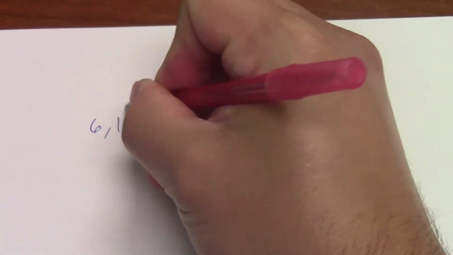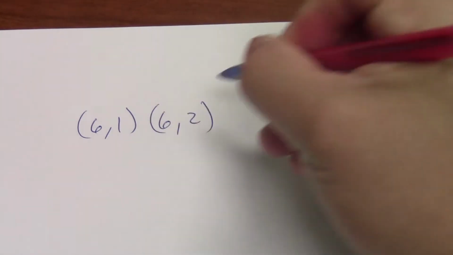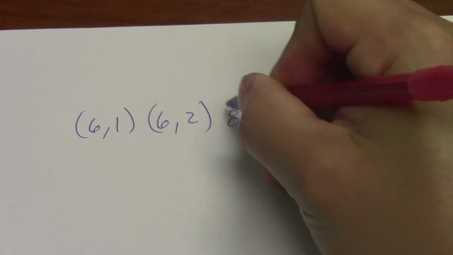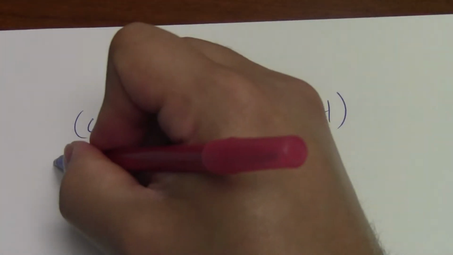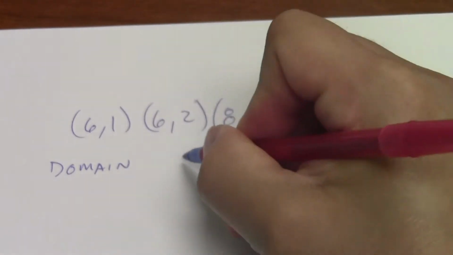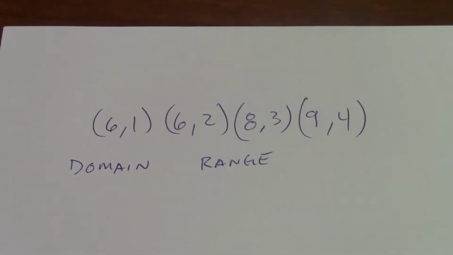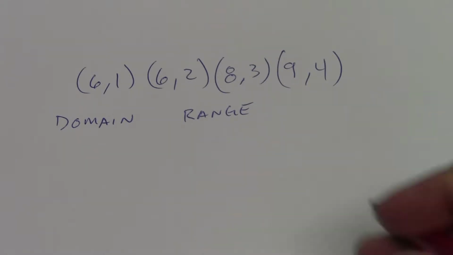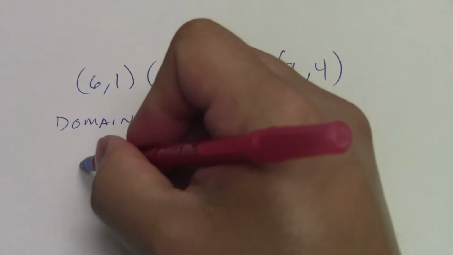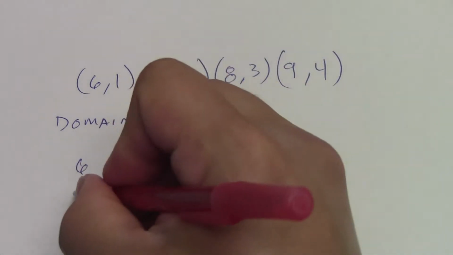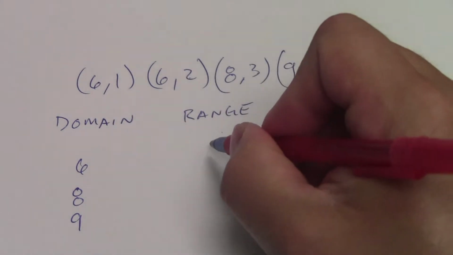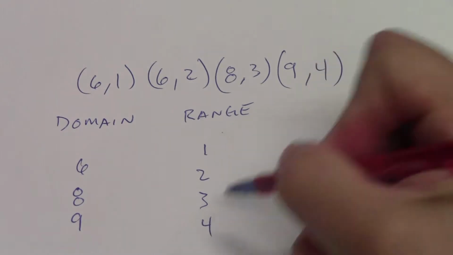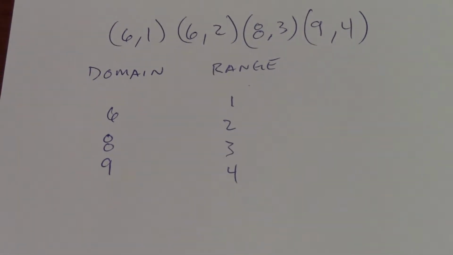Let's try another set real quick. I'm going to come down here in the middle. 6, 1, 6, 2, 8, 3, and 9, 4. All right, let's do the same thing. So domain, range. All right, and then we just lay them out again. So first one is 6. There's 2 of them, so I just put 1 down. All right, and then an 8 and a 9. And then for the range, I just add in the y values basically. So a 1, a 2, a 3, and a 4. And then just use my arrows again.